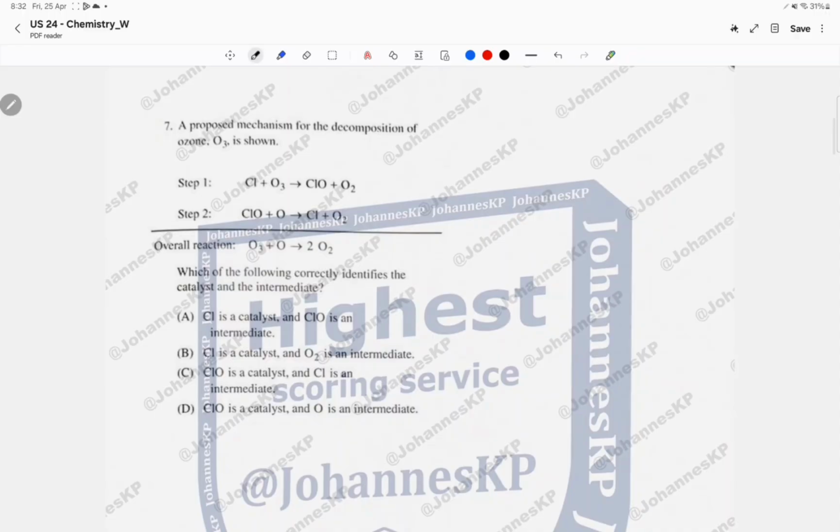7. The catalyst has to basically appear as a reactant in the first step and as a product in the second step because the catalyst is not consumed. And on the other hand, the intermediate has to be a product in the first step but a reactant in the second step. And so the answer is going to be choice A.